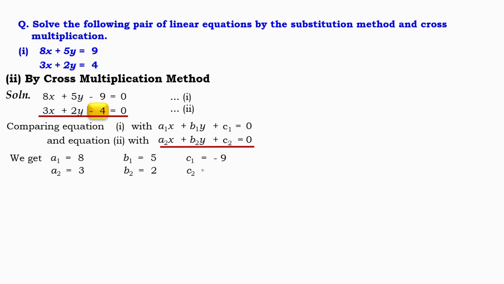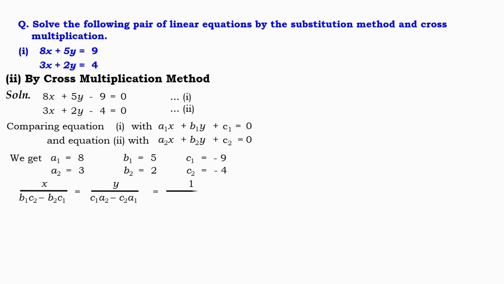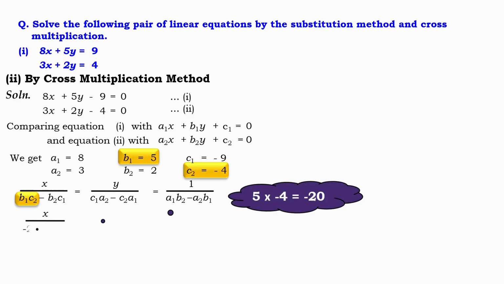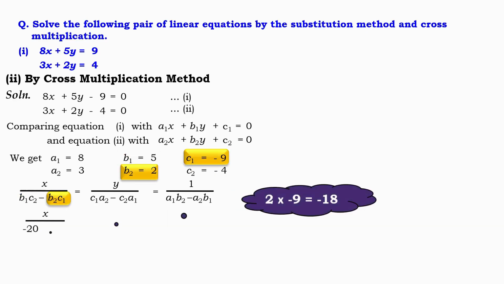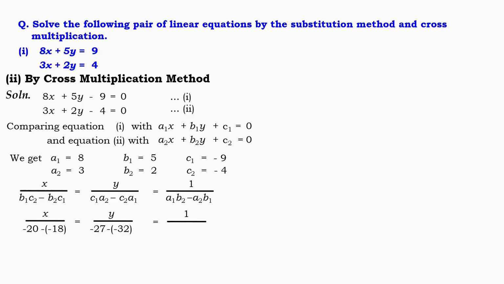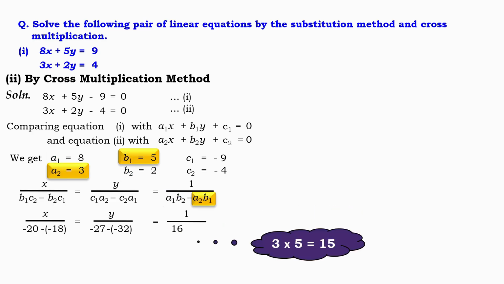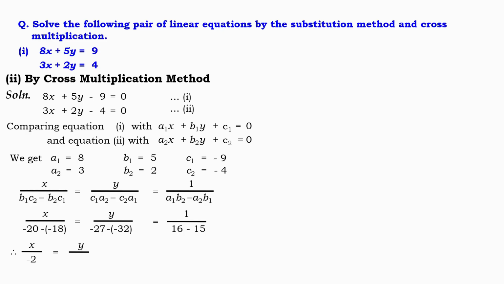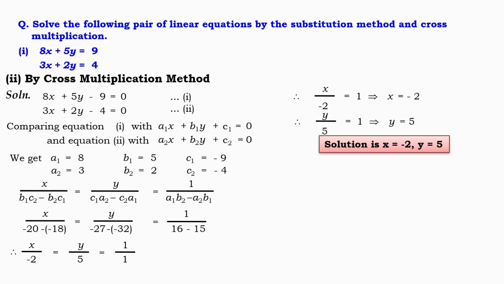Now, we apply the cross multiplication method. We form ratios for x, y, and 1. After calculating the values, we get x divided by minus 2 equals 1 and y divided by 5 equals 1. From this, we get the values x equals minus 2 and y equals 5. Therefore, x equals minus 2 and y equals 5 is the solution of the given pair of linear equations.